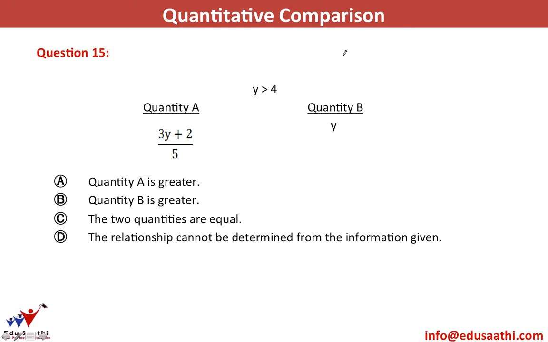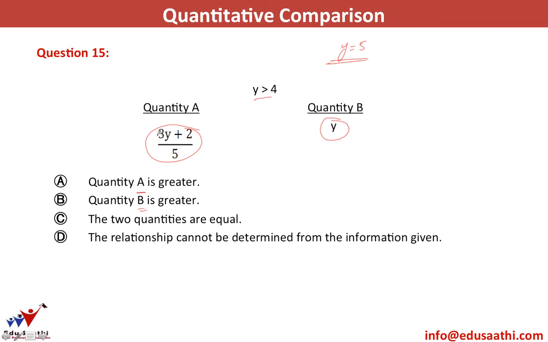Let's look at another question. The question is, y is greater than 4 and it is not given to you that y is an integer. Y can be 4.4, y can be 4.1. So I can assume any values for y. So if I just look at this, quantity A is greater or quantity B is greater. What is quantity A? 3y plus 2 over 5 and 1.